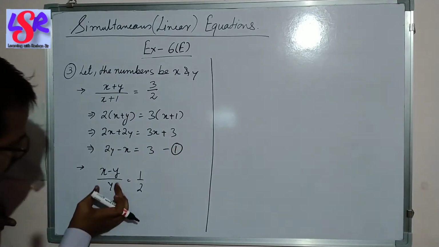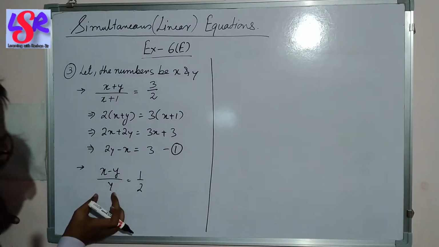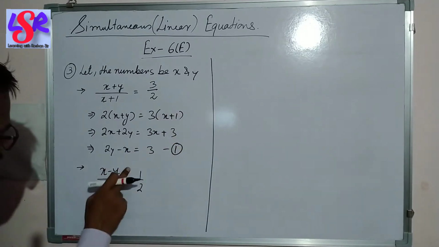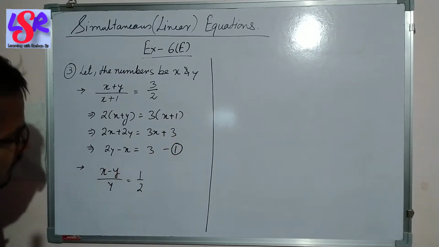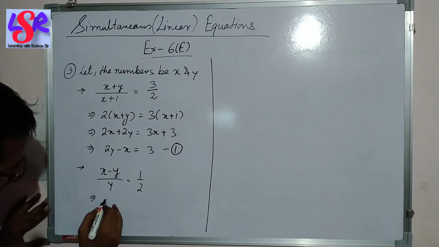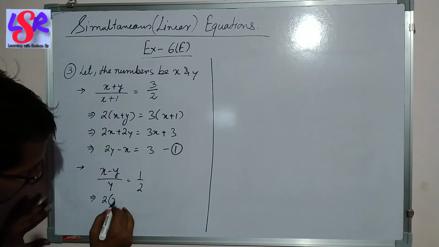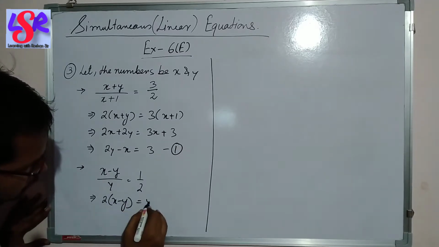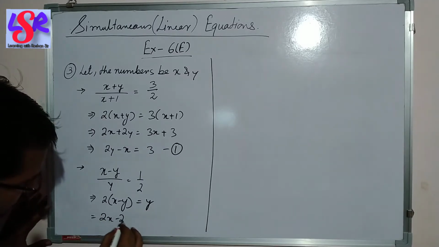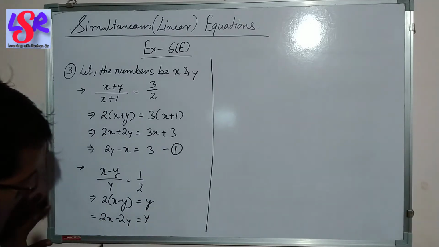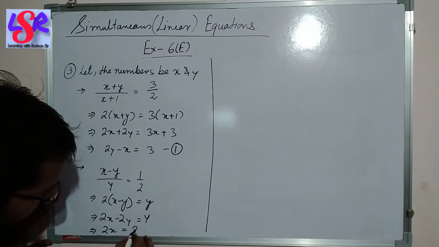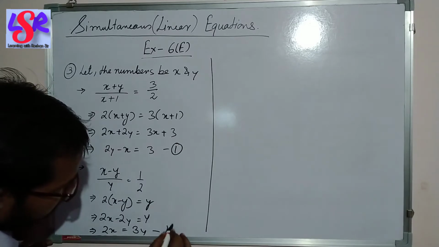Now by the second equation we are having the difference of the two numbers divided by the smaller number. We have taken this x as greater, so y is the smaller one. So the difference is divided by smaller to get 1 by 2 as the answer. Now to get the equation, we will do the cross multiplication, and here it will be 2 times (x minus y) equals y. Then open the bracket, and it will be 2x minus 2y equals y, and finally 2x equals 3y as your second equation.